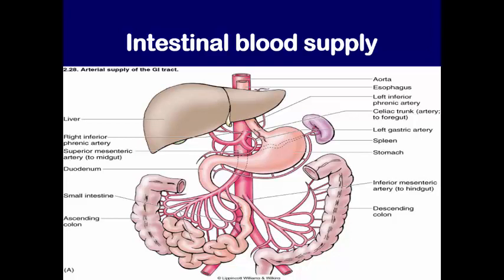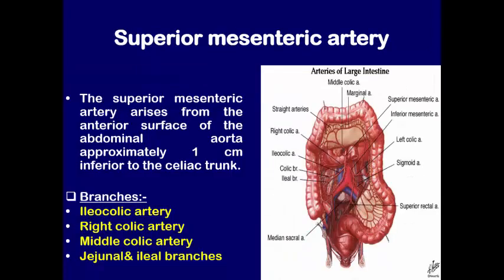The descending colon receives its blood supply from the left colic branch of the inferior mesenteric artery, but also communicates with the superior mesenteric system via the marginal artery of Drummond. Here, the marginal artery of Drummond represents communication between the superior mesenteric artery and the inferior mesenteric artery. The veins run in a similar distribution.